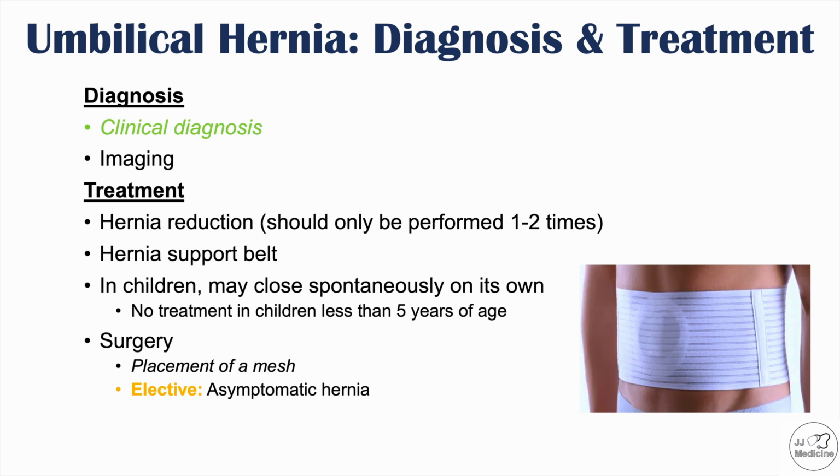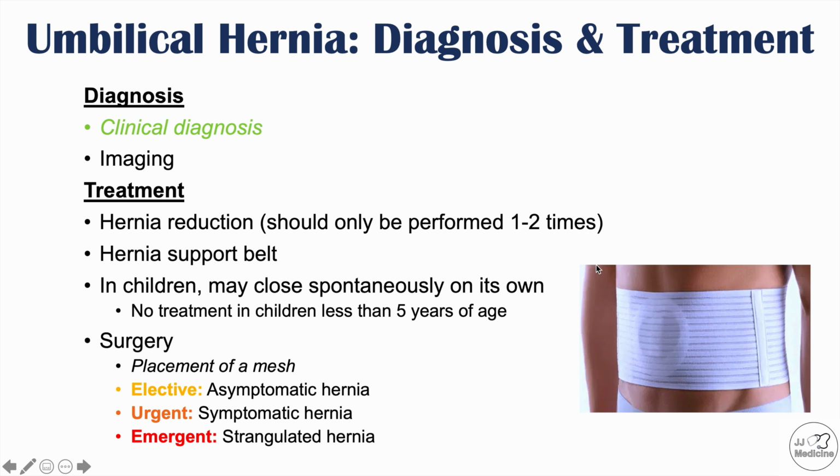And oftentimes, surgery may be classified as the following: elective surgery if it is an asymptomatic hernia, urgent if it's a symptomatic hernia, and emergent if it is a strangulated hernia. So these are different levels of urgency or severity. So in the case of a hernia that is causing really no problems, patients can be put on a list for surgery, but it's not necessary right at the moment. So they can oftentimes do these other methods we talked about before: reduction and support belt, and avoiding risk factors that increase the likelihood of an umbilical hernia.